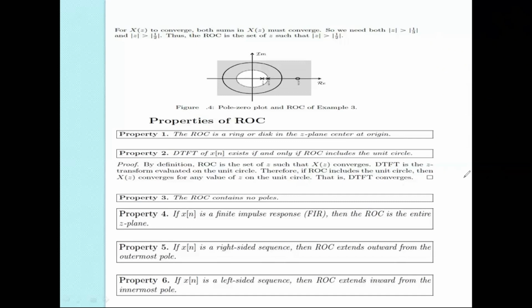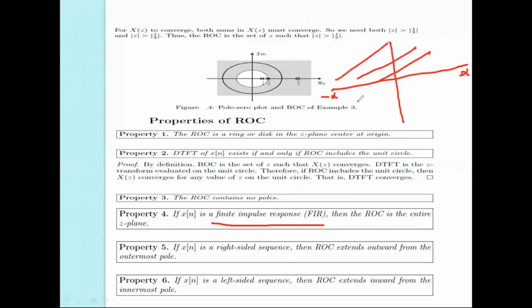The fourth property says that if x[n] is a finite impulse response, remember my dear students, an FIR filter we can call it, then the ROC is the entire Z plane. Entire Z plane means from minus infinity to plus infinity. This total shaded area is the entire Z plane. If x[n] is a finite impulse response, then the ROC is the entire Z plane.